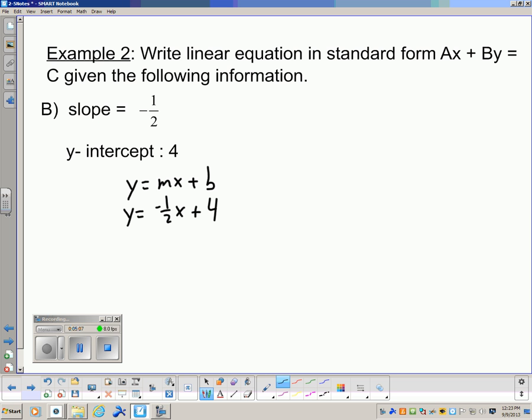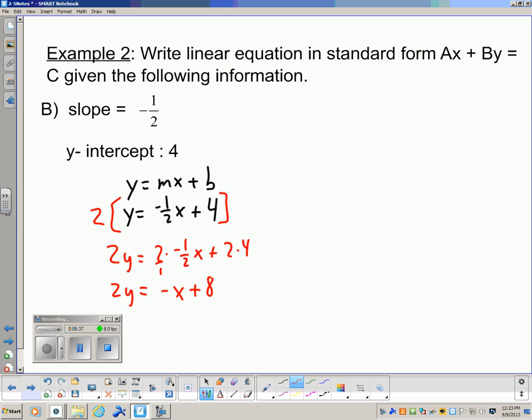So again, this cannot be a fraction. So I'm going to multiply every single term in here by what's down here in the denominator, which is a 2. So I get 2y equals 2 times negative 1/2 x plus 2 times 4. So I get 2y equals, this gives me negative 2 over 2x, so that gives me a negative 1x plus 8.